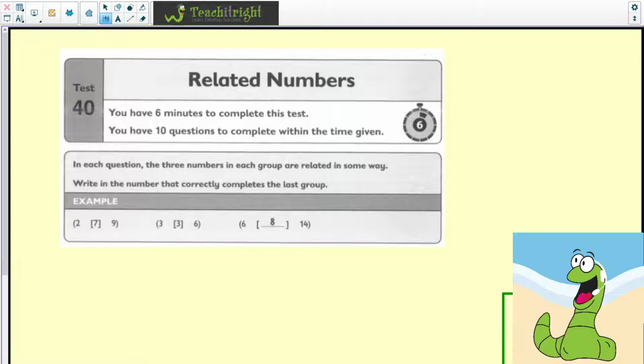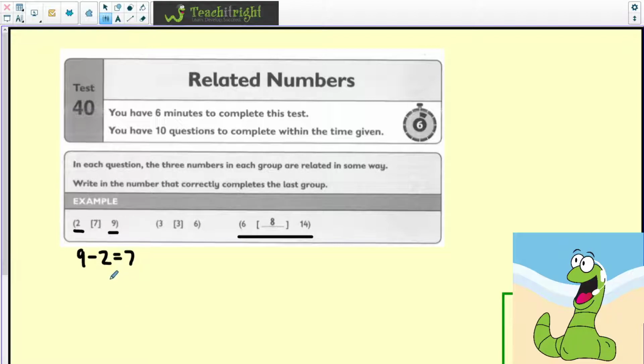Right, we're now going to have a look at related numbers. These are good fun to try and work out. The idea behind them is you've got 2 codes that you need to break, and then you need to work out your third pair. In this instance, it's quite simple. You've got 9 take away 2 gives you 7, so it gives you the number in the middle. So we're using the 2 numbers on the outside to make the number in the middle.